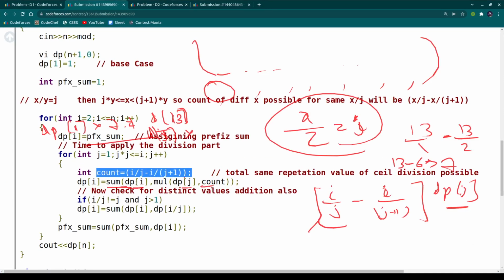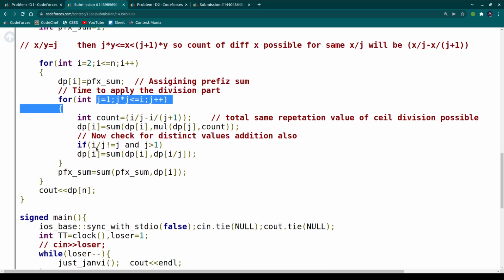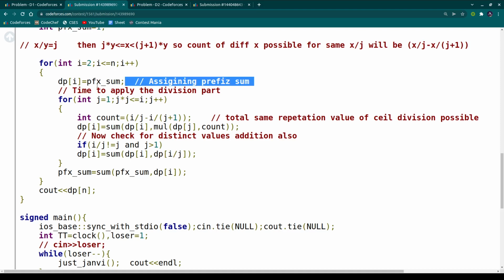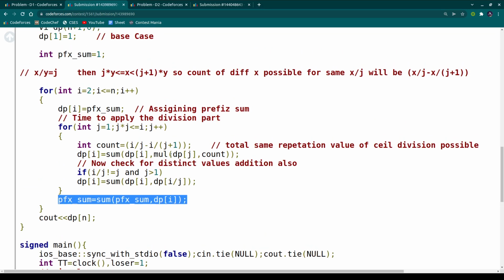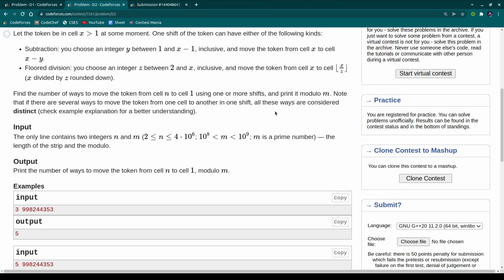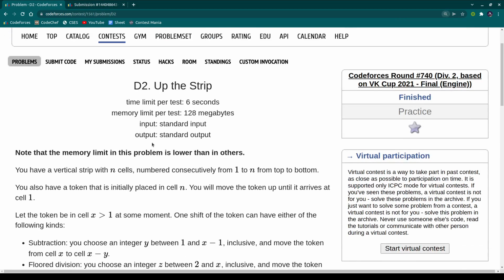For the unique values we can simply get them by i by j. Here is the edge case: we have to consider only j greater than 1, because we cannot divide by its one divisions. If j equals 1, we would count again what we have already counted here. And again I am updating the prefix sums by prefix of i plus prefix of dp i. So this is the simple case of these problems, and again we move to the difficult ones, and I'm pretty sure the difficult ones will be too easy for you.